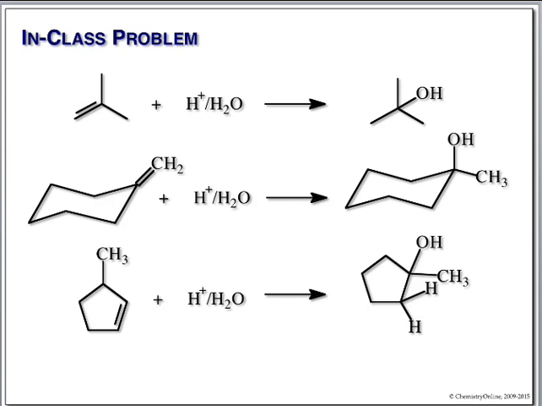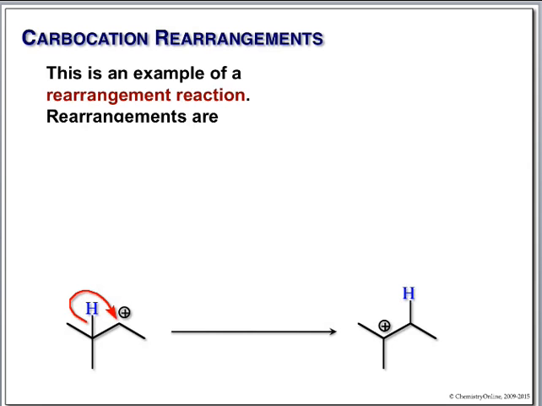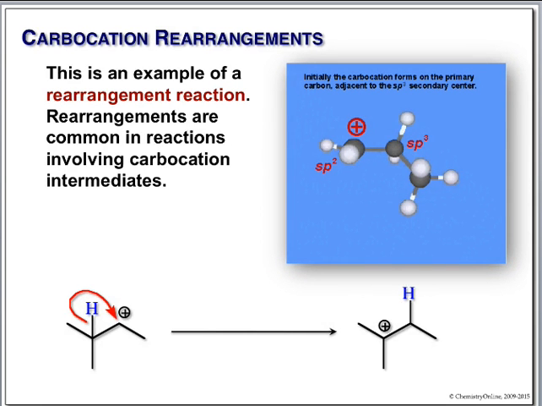Now, hydride transfers seem like they're magic, but they're really not. It really makes sense. It's really a simple process. And of course, there's a movie for it. Here we have a secondary carbocation next to a tertiary center. The hydride transfer is the hydrogen with its electrons simply sliding over here to leave the tertiary carbocation.